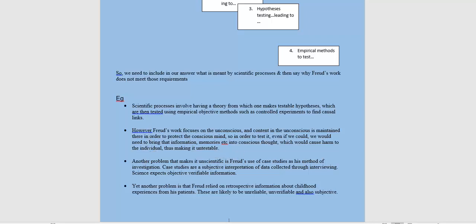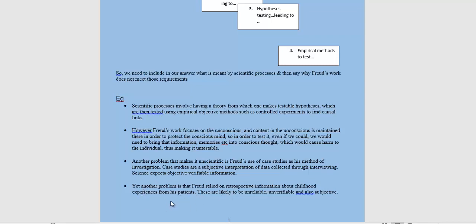We could also say, another problem that makes it unscientific is his use of case studies as his main method of investigation. Obviously case studies are a very subjective interpretation of data collected through interviewing his patients. So science expects really objective, verifiable information, and all that Freud is collecting here is very subjective information, which he then interprets from his personal point of view, and applies his concepts to those cases.